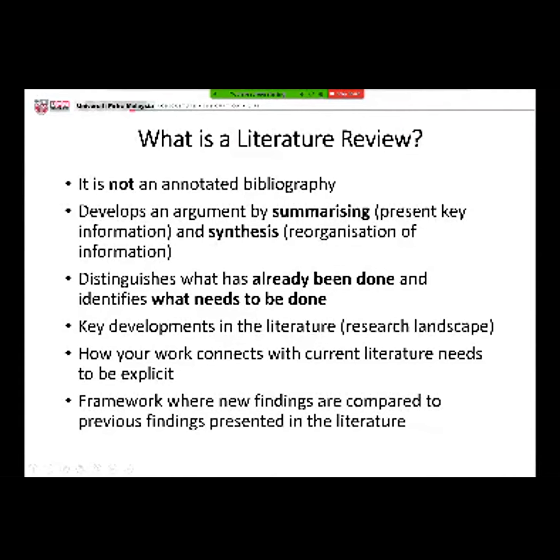Anyway, the next thing is you have to distinguish what has been done already by the people in the field. And when you find the gap, that gap shows you what needs to be done. So that's why you need to know what the key developments in literature are. And this you can find by looking at the past 5 years, for example, in the topic that you look at, right? You also need to remember that whatever you are writing must connect with what is in the literature, okay? This is where the referencing is very important.